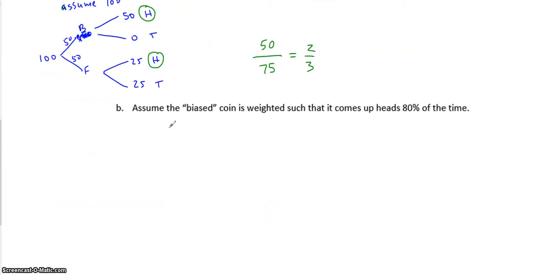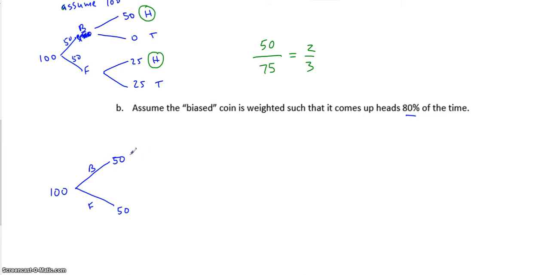For part B here, I'm just going to go ahead and actually use this new method just for fun. Here we're going to assume the biased coin is weighted such that it comes up heads 80% of the time. So let's just use this new approach. We're going to assume we flip 100 coins. 50 of them are going to be on the biased path. 50 will be on the fair path because I have a 50-50 chance of picking either coin.